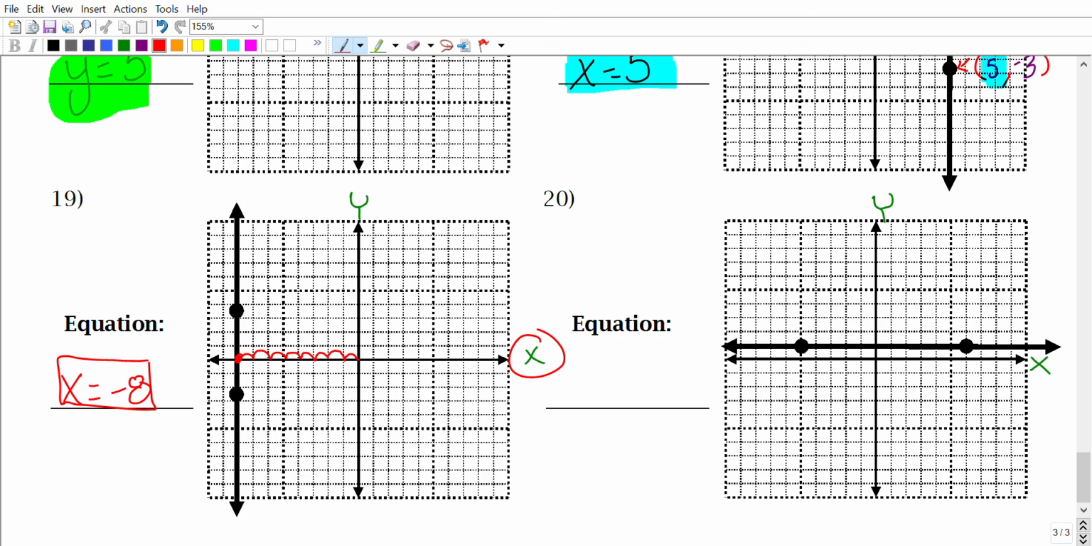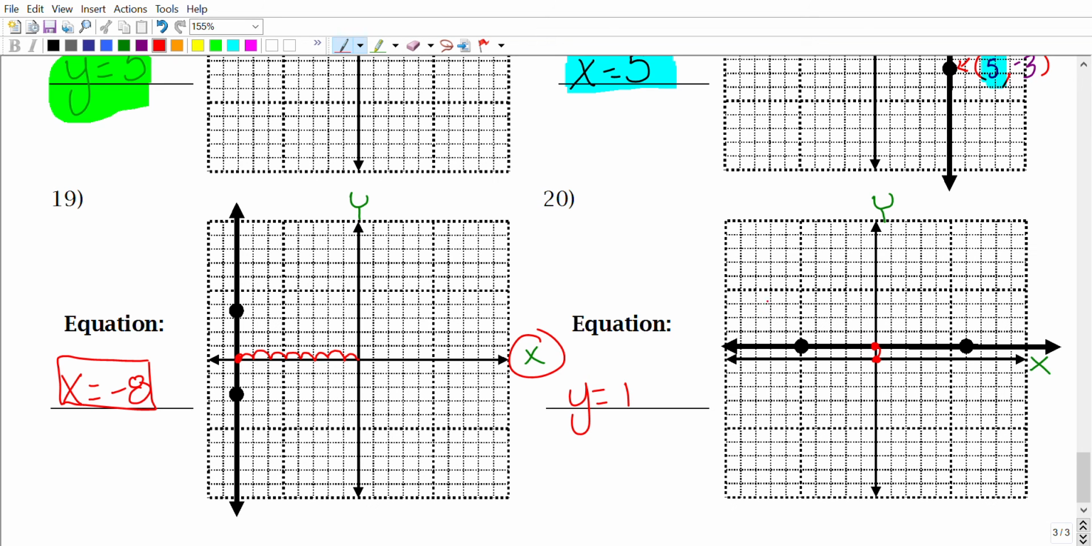Alright, so once you get good at this, you'll start to remember and notice that anything that's vertical has to start with x, anything that's horizontal has to start with y. So for number 20, right away I see that this is a horizontal line, hence it has to start with y equals. Well, what is my y coordinate? Again, from the origin, I look for the graph and it's only up one space. So this has to be y equals 1.